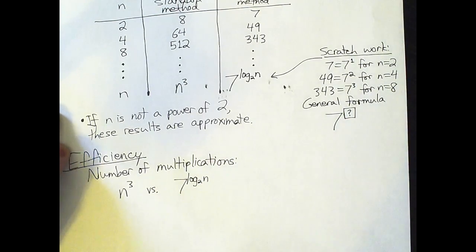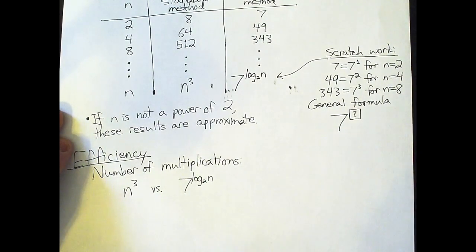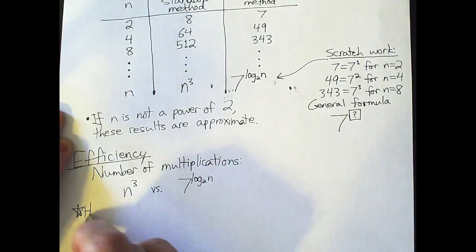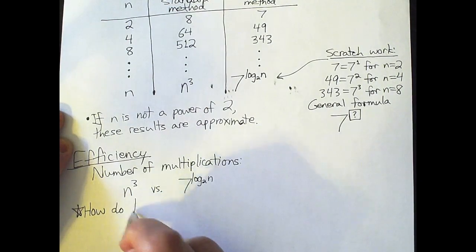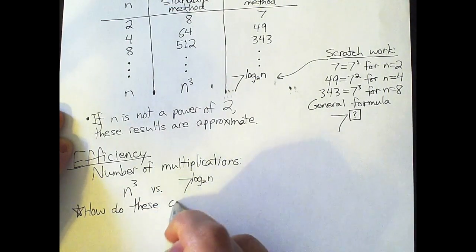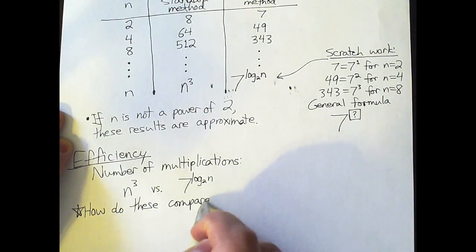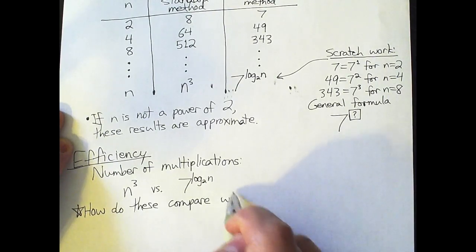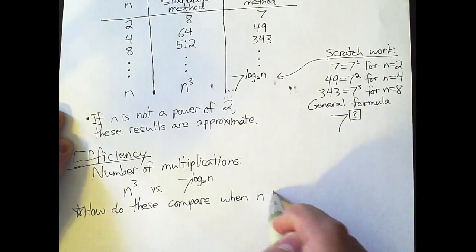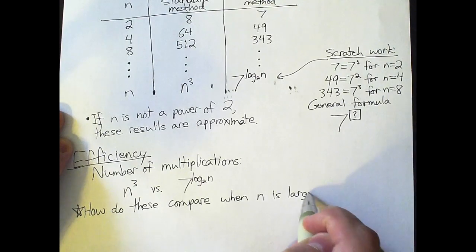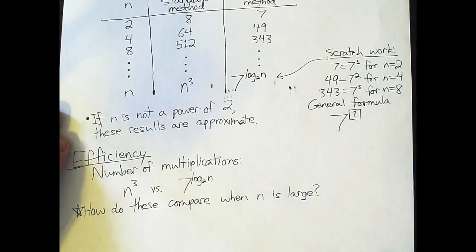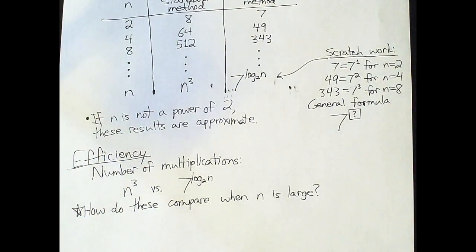They seem like very different expressions, so how can we compare them? In particular, how do these compare when n is large? Because we want this to be efficient for large problems. We've already said that if a problem is like 2 by 2, we can just do it by hand. What we're really interested in is larger problems.